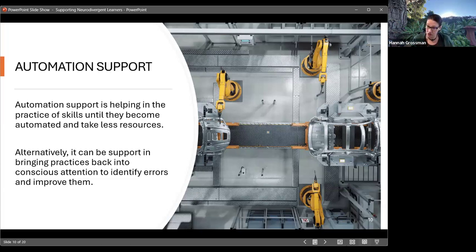At times, as an instructor, you will want to take learning that has been automated and bring it back into conscious processing to identify bias in it, to identify errors in it. And this will help your learners take behaviors that have been automated with errors and bring them back into conscious processing so that they can address the errors for future learning and future use.